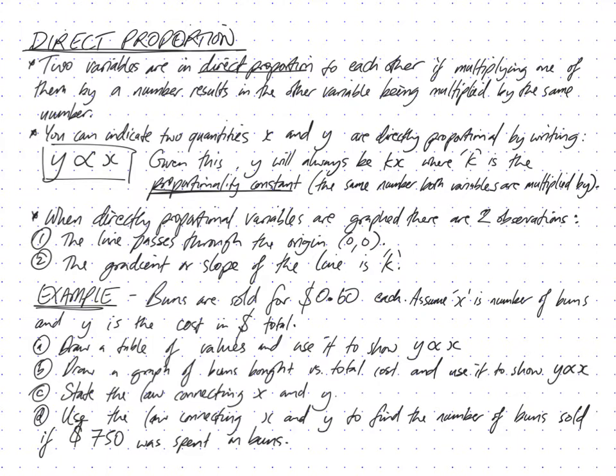Given this knowledge that if I multiply one of the variables by a certain number, the other variable will be multiplied by the same number, then in that case y will always be k times x, where k is the proportionality constant, which is the fancy name for the same number that both variables are multiplied by.